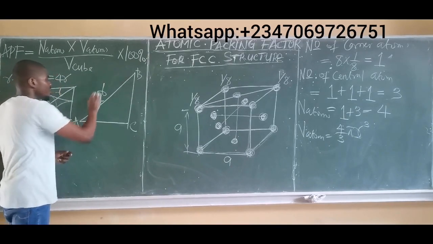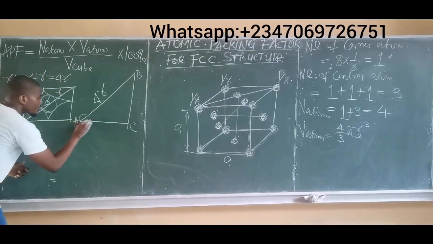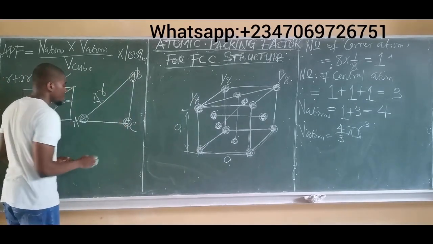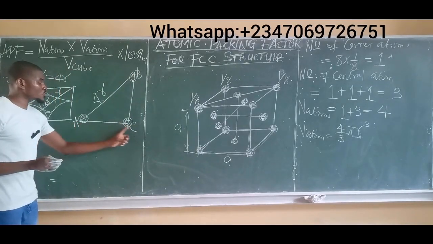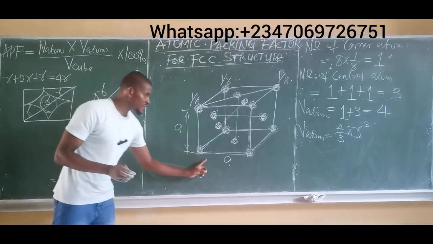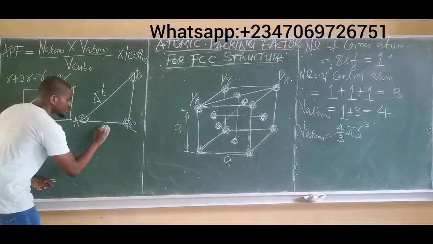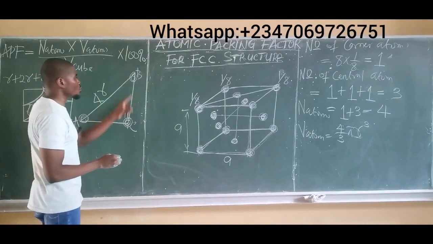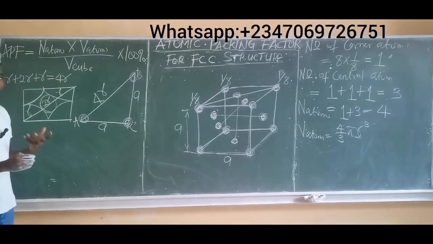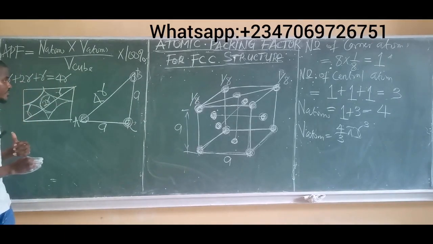So this hypotenuse arm is simply 4 times the radius. But not forgetting, we have corner atoms. Now, the distance or separation between two corner atoms, from A to C, we call the lattice parameter, in this case A. So A to C is simply A. Also from C to B is also A. These are the lattice parameters or lattice constants.